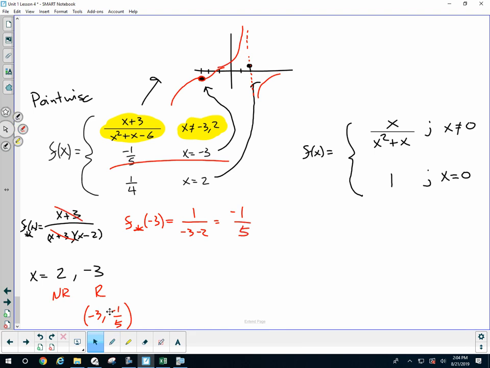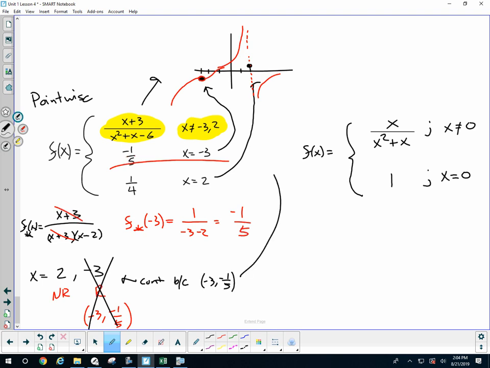We actually are continuous at that location. So I would actually say, well, continuous because of the point -3, -1/5 being right here, but we are not continuous at 2. Okay? You guys see if you can do the one on the right.